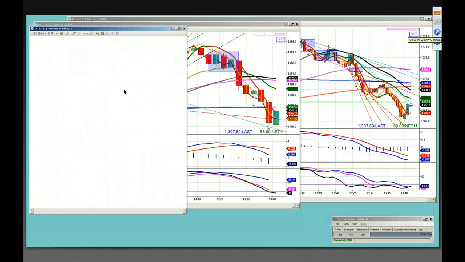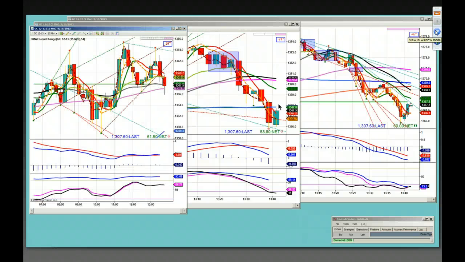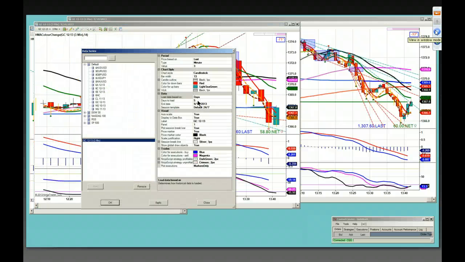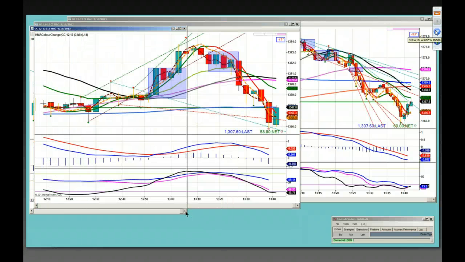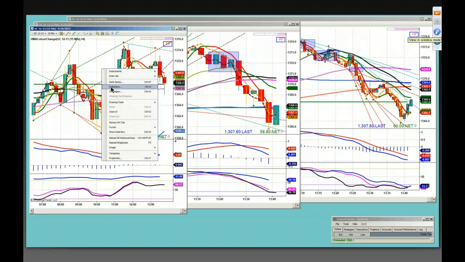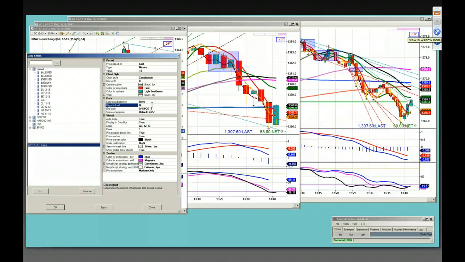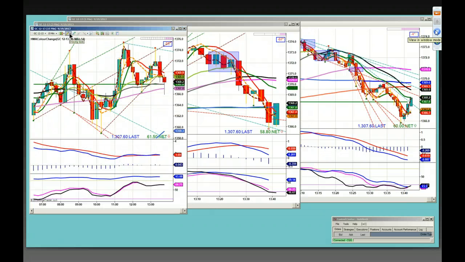But on my 50-minute, I go into the days to load, and I add extra days. On the other charts, I only have like 5 days. That's all you need. Don't put any more than that. But only on this one chart, I actually put 30 days. You don't need more than 30. 30 to 60 is maximum. And I call this my rotating chart.